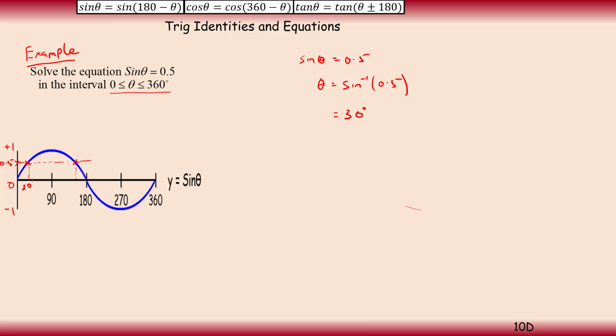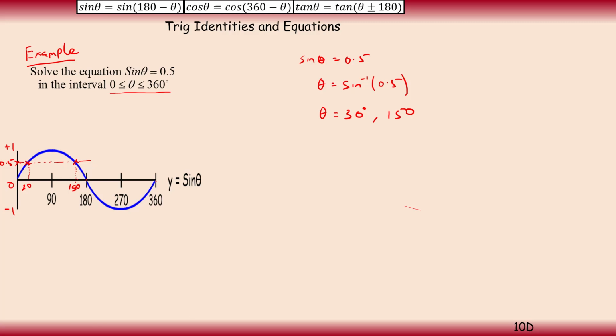Now the graph of sine theta is symmetrical. So the distance from here to here, which is 30, is going to be the same distance from here to here. If that's 180, that's going to be 180 take away 30, which is 150. So we've got two solutions. Theta is going to be equal to 30 and 150. There are no other solutions for 0.5 between 0 and 360.